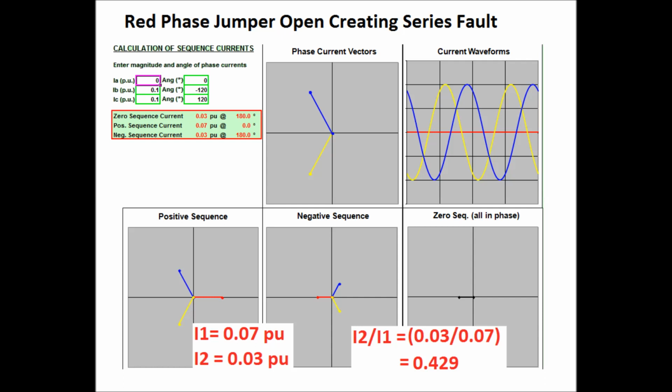So the positive sequence current comes as 0.07 per unit and the negative and zero sequence components of the current come as 0.03 per unit. So the ratio of I2 by I1 comes as 0.03 divided by 0.07, which comes as 0.429. So this type of fault is easily detectable by means of the negative to positive sequence component ratio, and this type of setting in the distance relay is called the broken conductor setting.